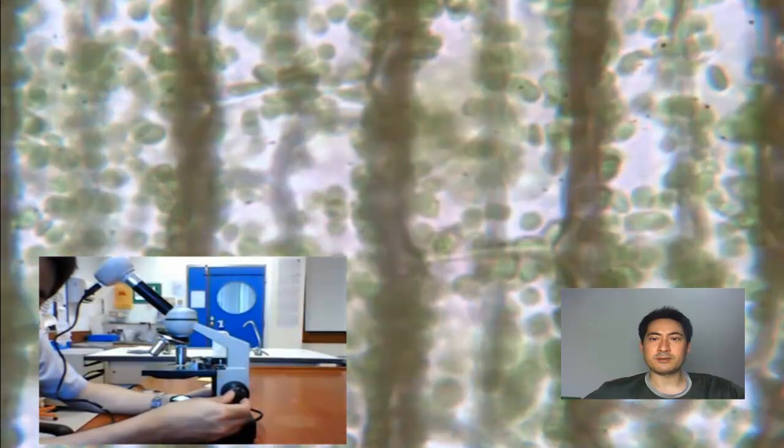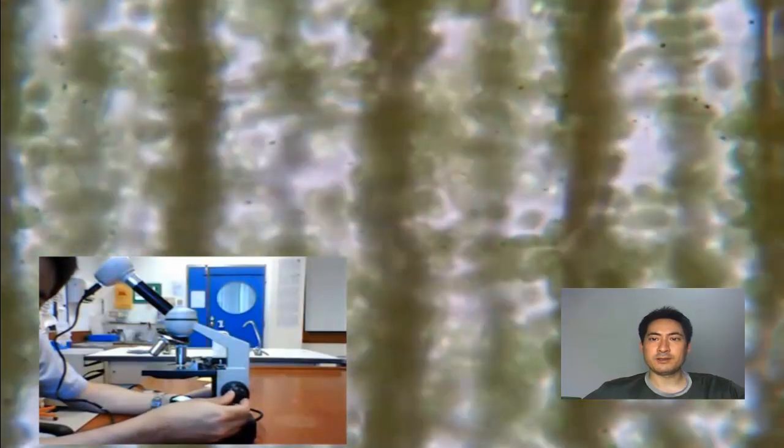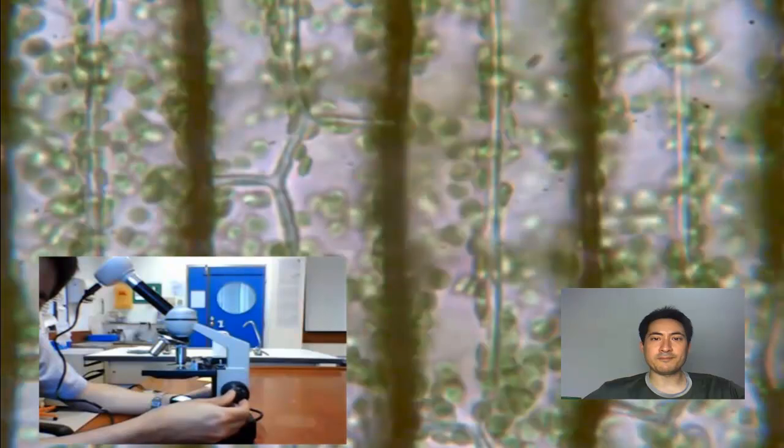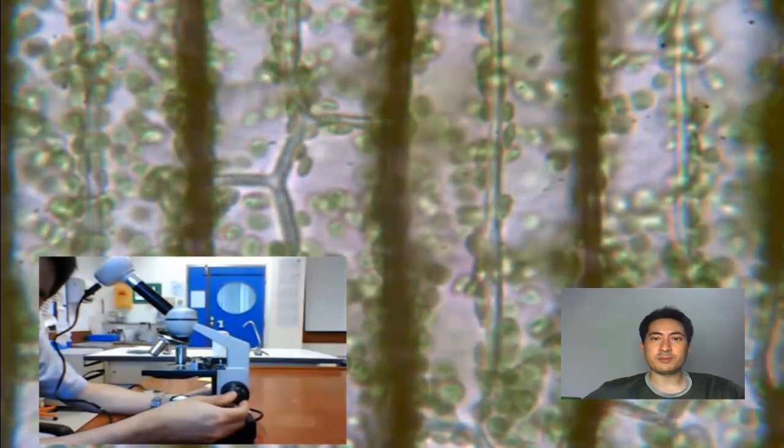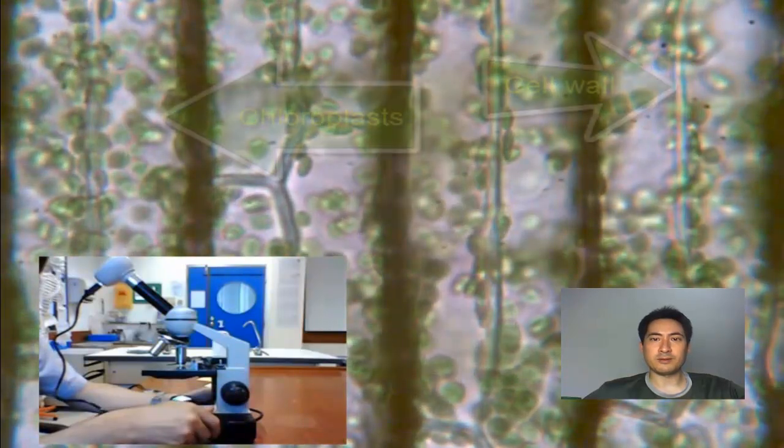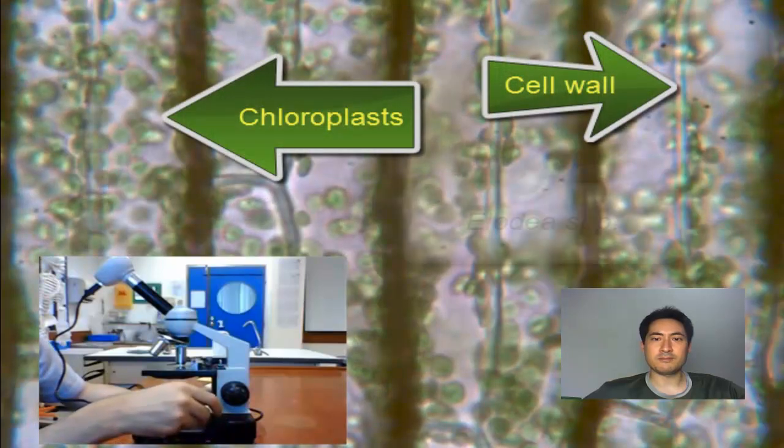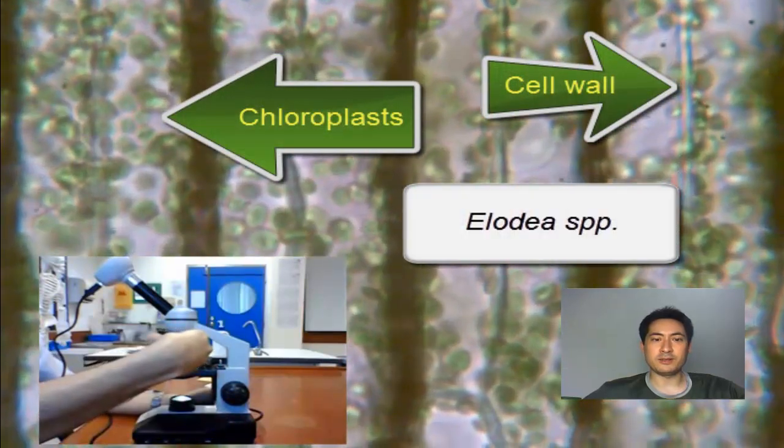Adjust the light a little bit so it's clear. Alright, very simple, very quick. You can see the chloroplasts and the cell walls. It's quite good on this slide. It's a piece of Elodea.